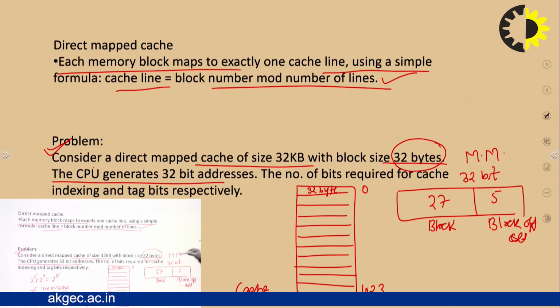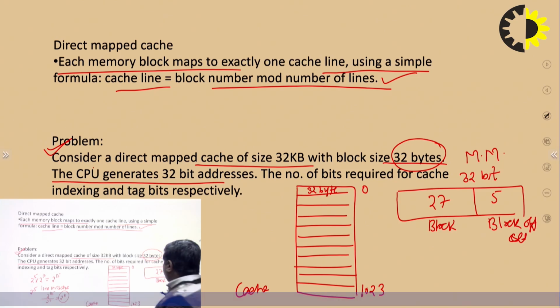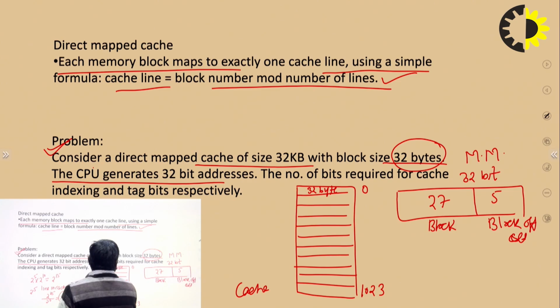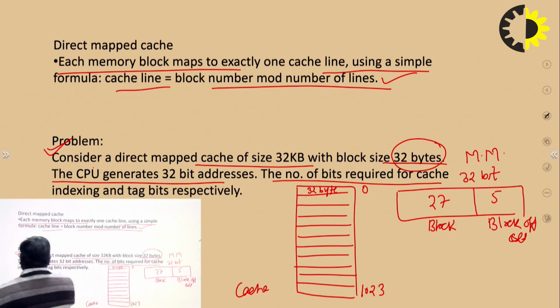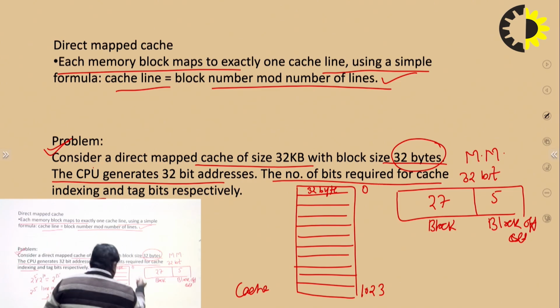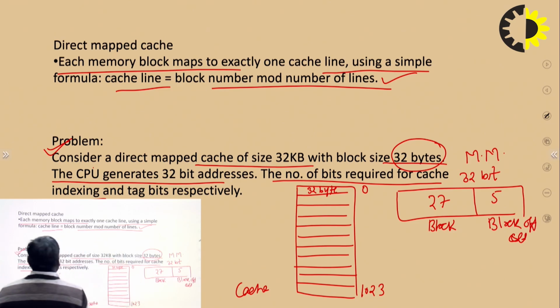This is the configuration about the main memory. The question asked is very simple: the number of bits required for the cache index, which is known as the cache index, and what is the size of the tag bits, respectively.